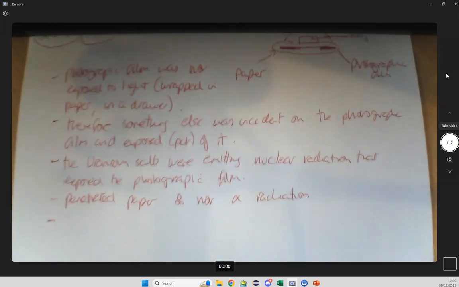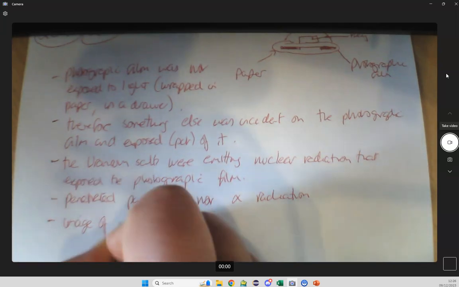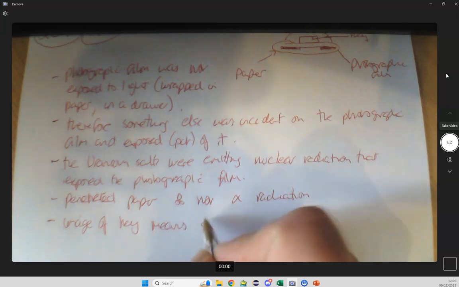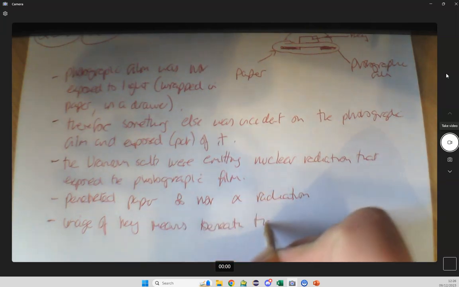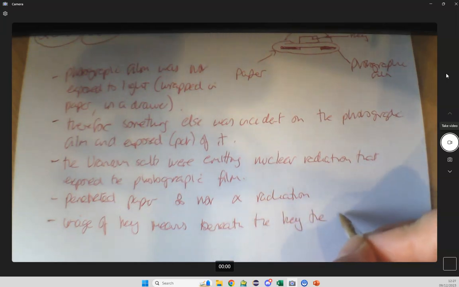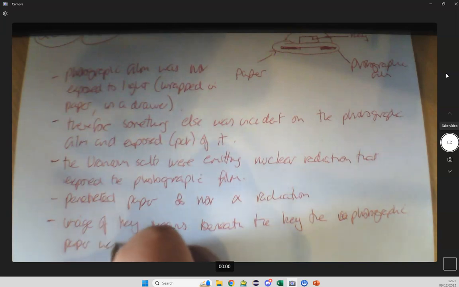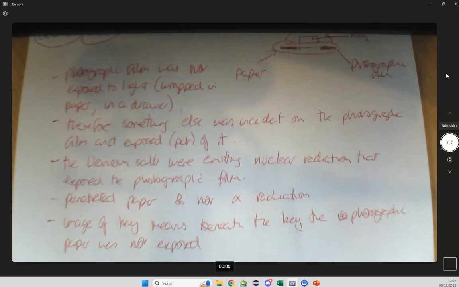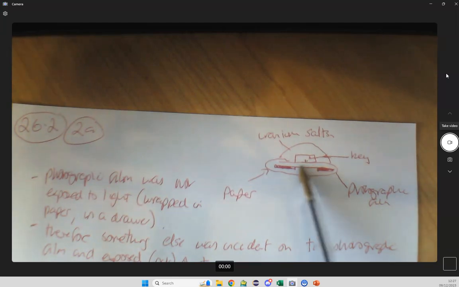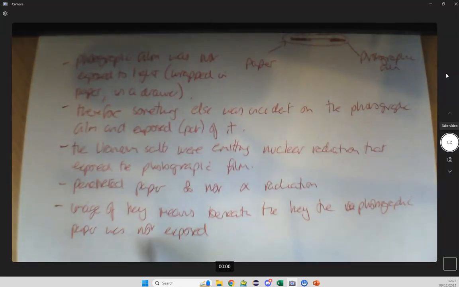So the fact it had the image of the key means beneath the key the photographic paper was not exposed. And you're familiar with this sort of idea in terms of X-rays from GCSE, where you see the image of X-rays because the X-rays themselves can go through your soft flesh, but they can't go through the bones. They get stopped by the bones, so you see the image of the bones. So in this case, the nuclear radiation is stopped by the key, therefore you see the image of the key. So the image of the key means beneath the key the photographic paper was not exposed.